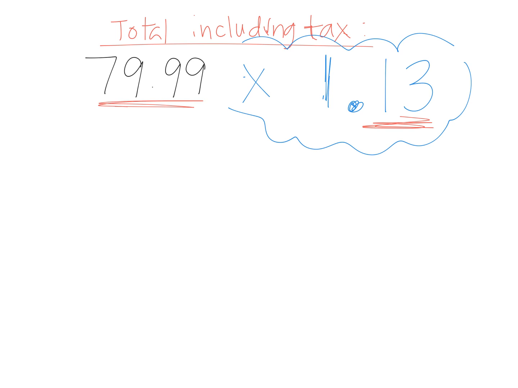But if you multiply this number times 1, what's 79.99 times 1? 79.99. You're actually adding it together. That will give you the total with the tax. Try it. Take 79.99 and multiply it by 1.13. You're taking the number and multiplying it by itself and the tax. What do you get?